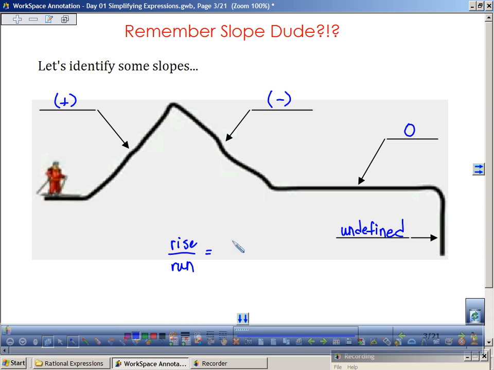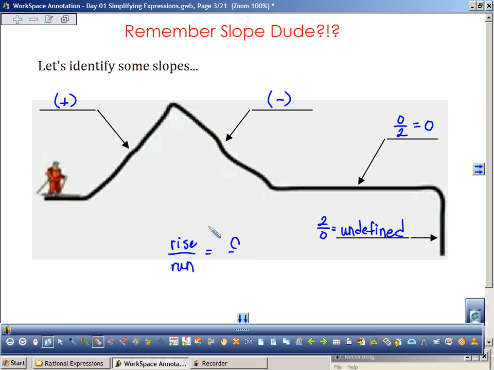So when I have a 0 in the numerator, what type of slope is that? That's a 0 slope. So 0 over 2 would be a 0 slope. So give me an example of an undefined slope. 2 over 0 would be an undefined slope. Okay. You guys remember that?